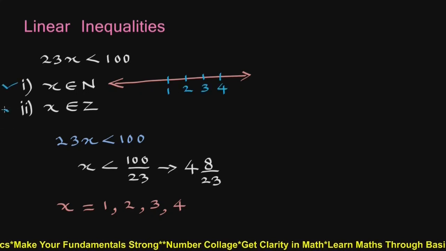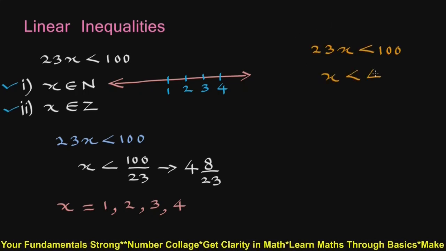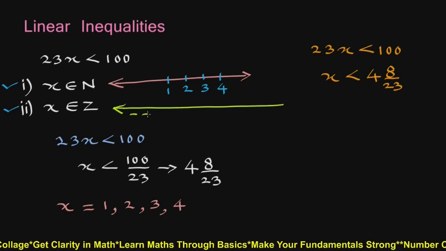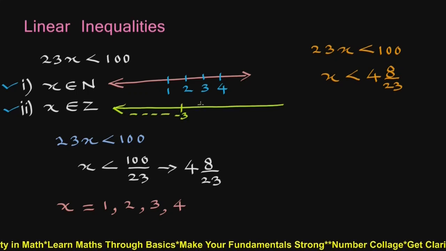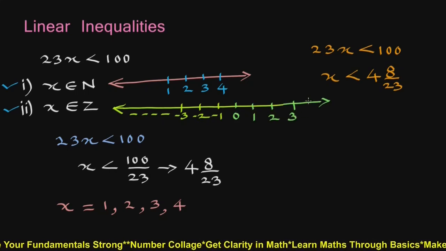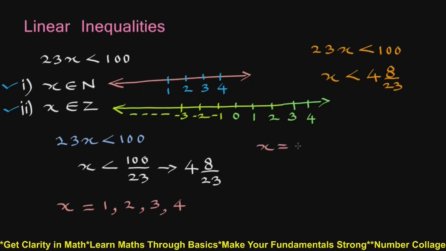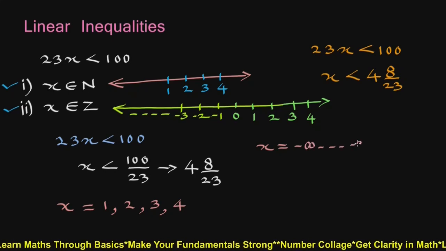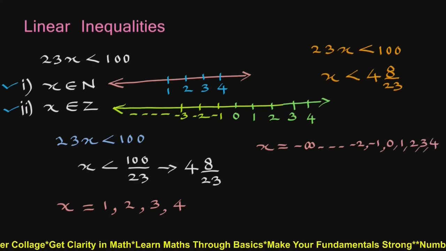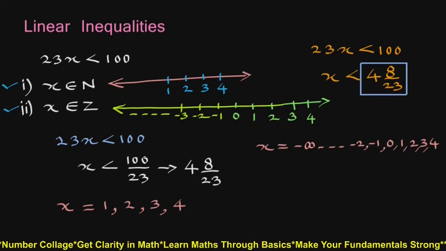Now for the second question, again we have 23x less than 100. x will be again 4 integer 8 upon 23, and the solution will consist of all negative integers and -3, -2, -1, 0, 1, 2, 3 and 4. So the solution for the second question will be x from minus infinity, -2, -1, 0, 1, 2, 3 and 4, which are all less than 4 integer 8 upon 23.